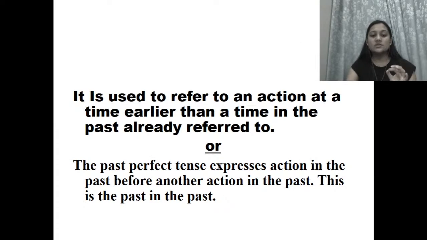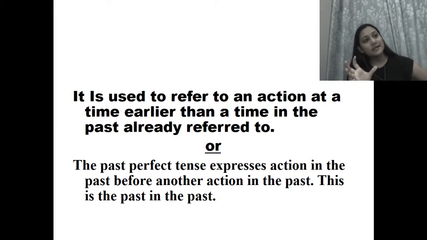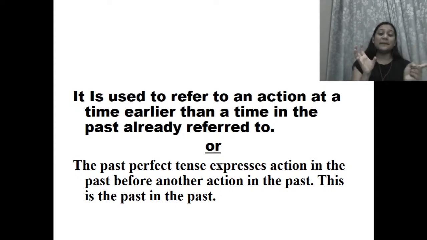Now, it is used to refer to an action at a time earlier than a time in the past already referred to. So basically, ये use किया जाता है to refer to an action at a time earlier, right? Then a time in the past already referred to. The past perfect tense expresses action in the past before another action in the past. तो एक activity हुई, वो past में हुई और हम जो past perfect tense use कर रहे हैं, so in fact इस activity से पहले भी एक activity हो चुकी है, right?